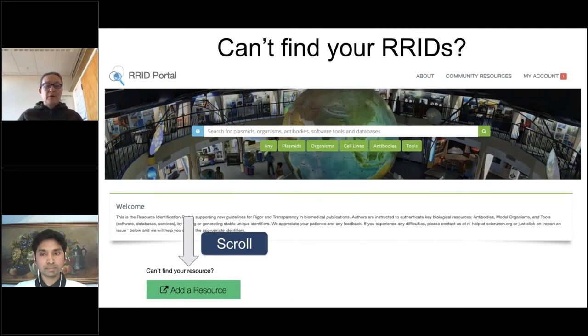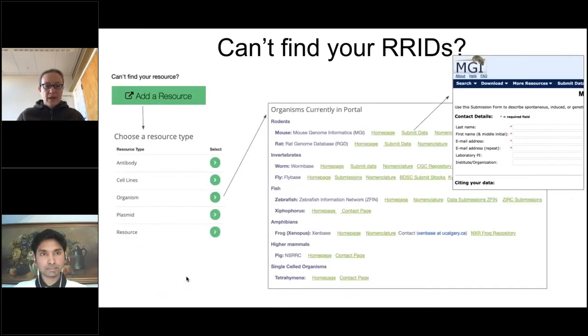Okay, so there are times when I can't find my RRID, right? And so if you scroll on the very front page of the RRID portal, what you will find is this lovely button, Add a Resource. And what that will lead you to is it will ask you what kind of resource would you like to add? Is it an antibody? Is it a cell line? Is it an organism? And for organisms, we have to understand we are not the experts on all of these organisms. There are lots and lots of them. I do not know fish genetics from frog genetics. But thankfully there are lots and lots of people who do know about this.